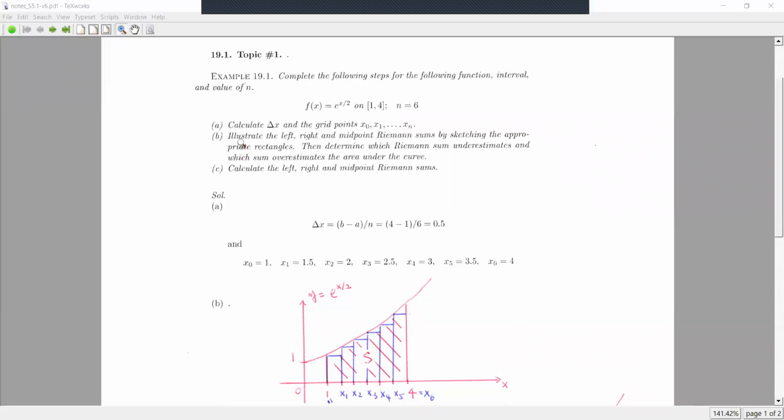B, illustrate the left, right, and the midpoint Riemann sums by sketching the appropriate rectangles. Then determine which Riemann sum underestimates and which sum overestimates the area under the curve.